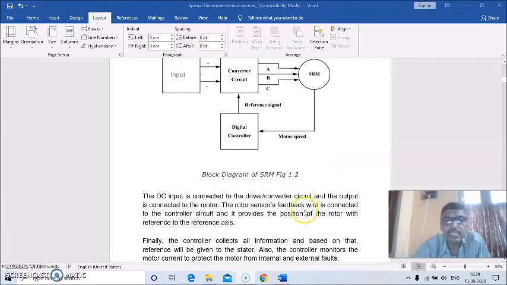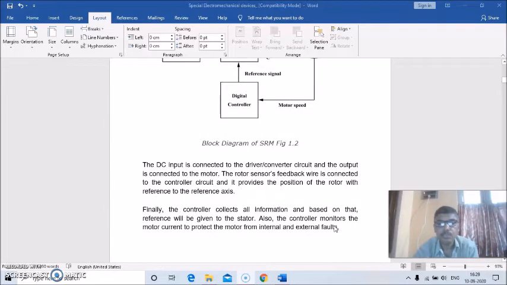So DC input is connected to the driver converter circuit, and the output is connected to the motor, and the rotor sensor's feedback wire is connected to the controller circuit, and it provides the position of the rotor with reference to the reference axis. So finally the controller collects all information, and based on that the reference will be given to the status, and also the controller monitors the motor current and protects the motor from internal and external faults.